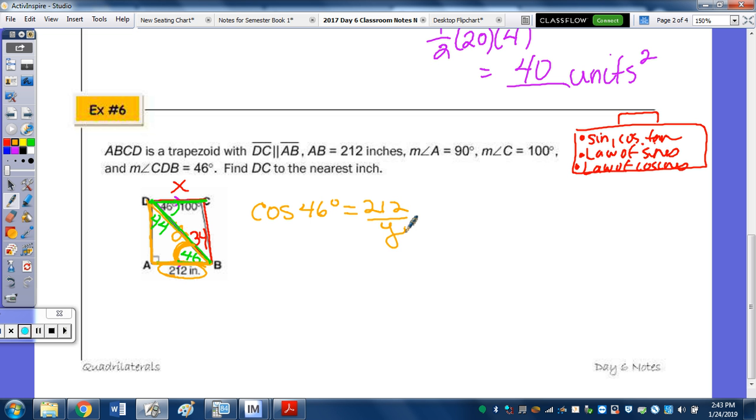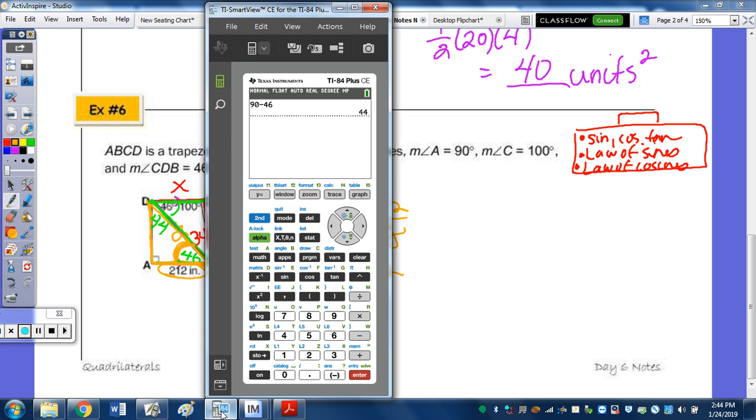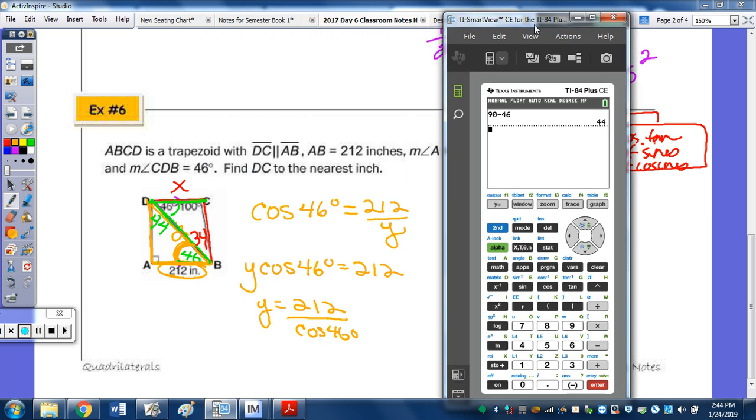Multiply both sides by y first to start. So y cosine of 46 degrees equals 212, then divide by the cosine of 46 degrees. Don't forget the new function on your calculator, if you had me update, you go alpha x, it brings up the fraction key, and then type in your 212 in your numerator and the cosine of 46 in the denominator. And we get 305.1859. So let's copy that down.